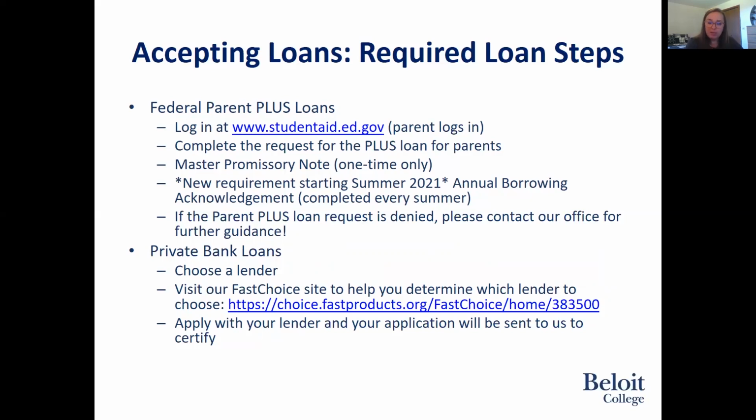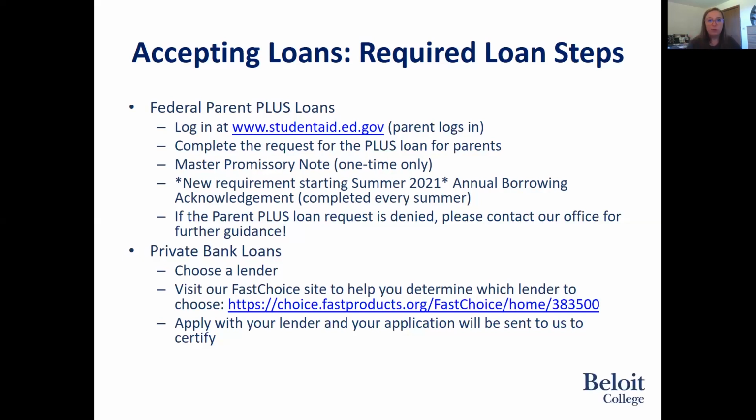There's two types of PLUS loans though, so just be careful on the one you select. There's one for graduate students, and then there's one for parents. So you just want to make sure you're following the instructions for parents. And then after you finish the request, it will tell you immediately if you're approved or denied.